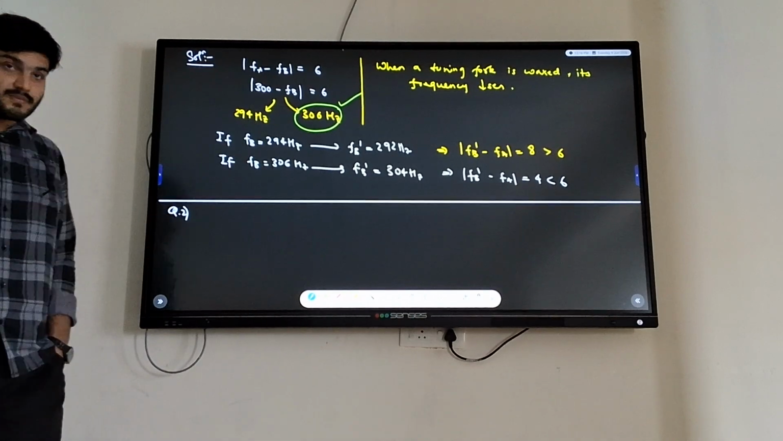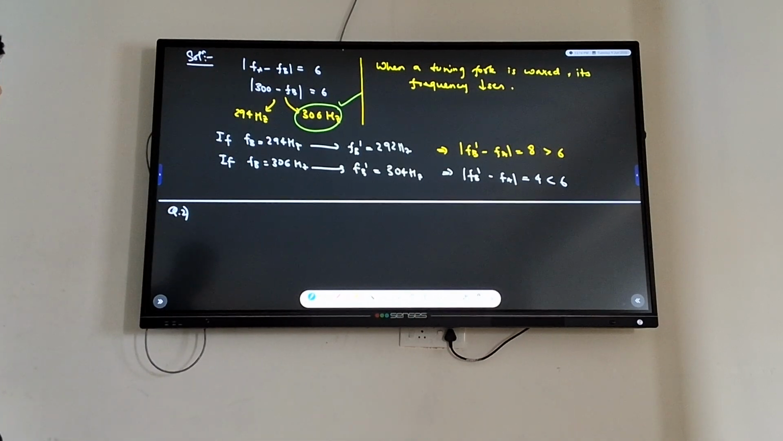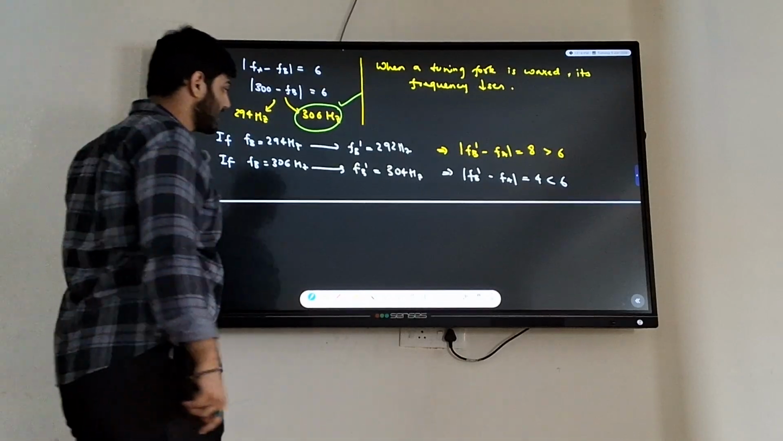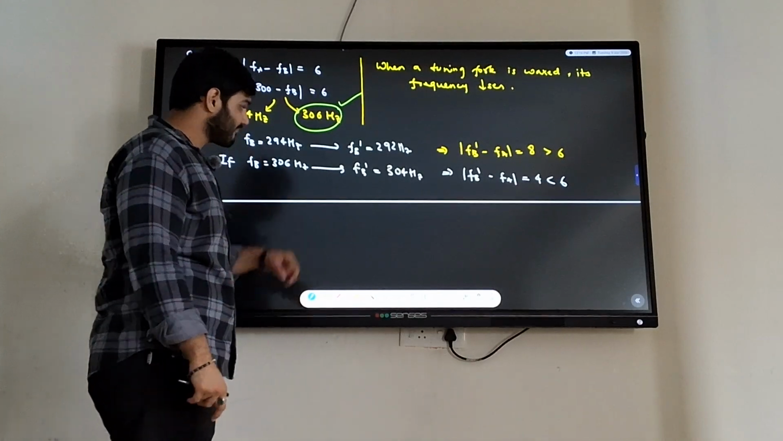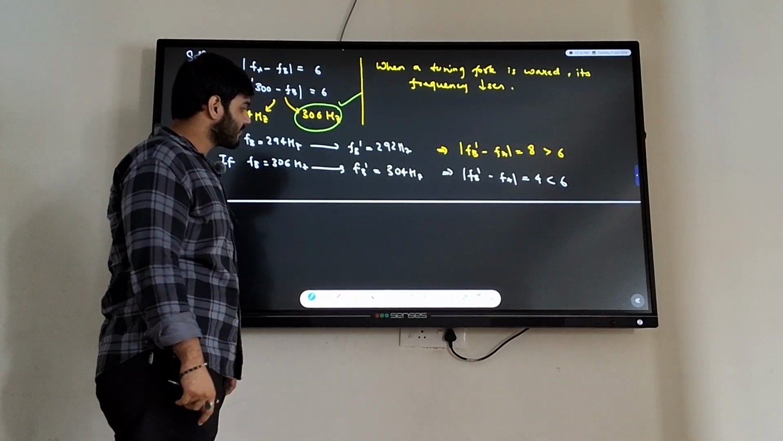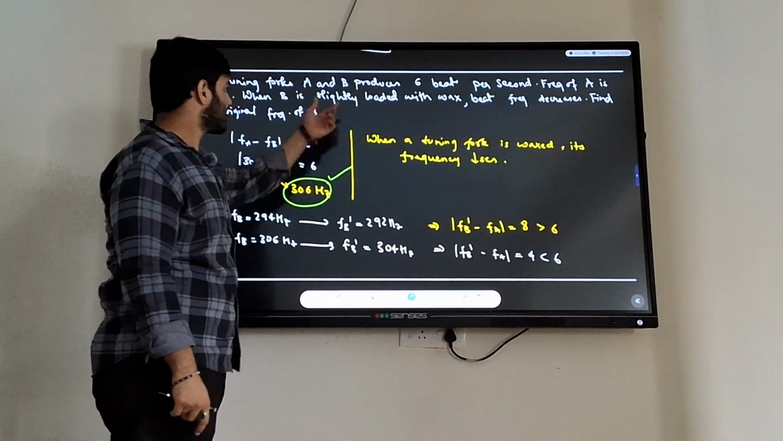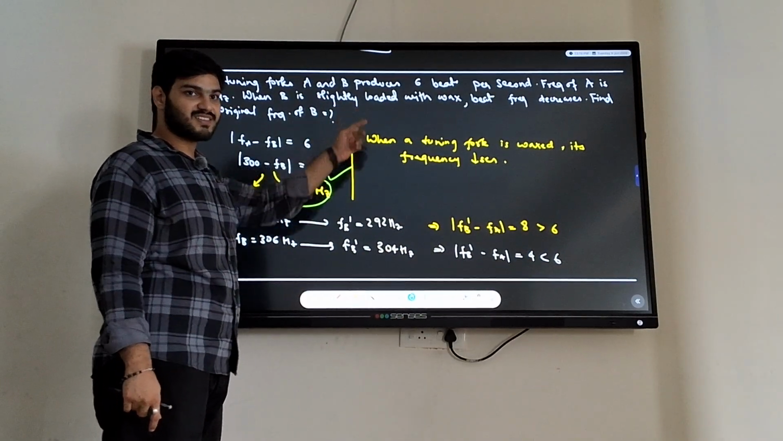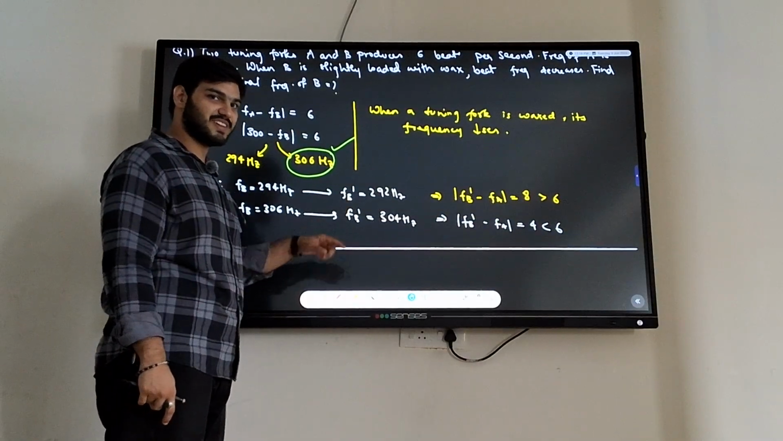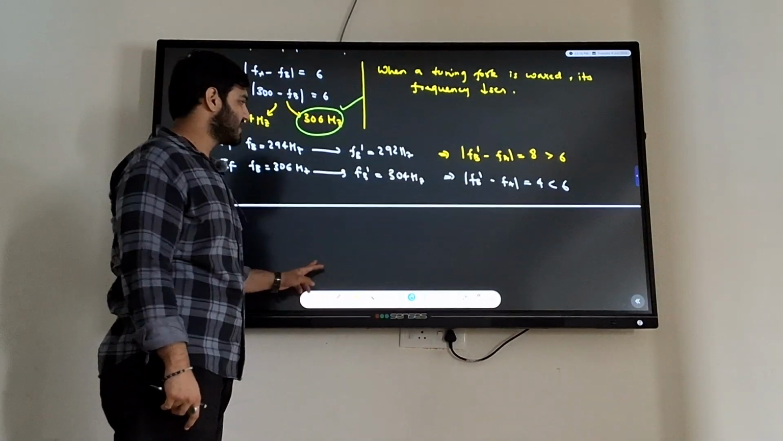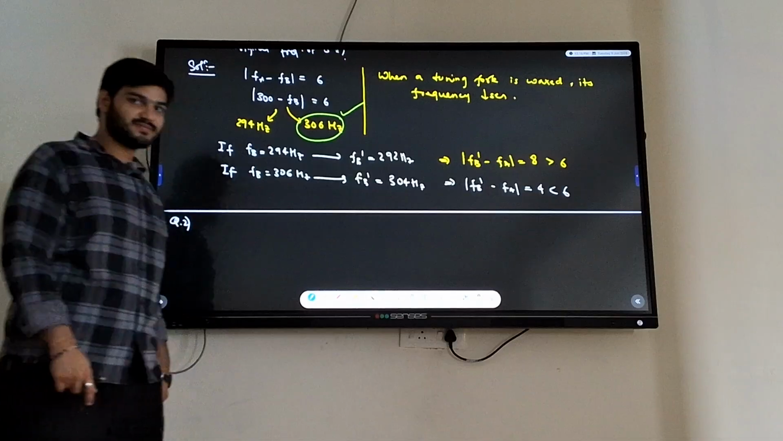Bolo. If FB is decreasing by 14, then even we get 292, and then the final output will also be 8, right? कितना किया है? Slightly. स्लाइटली. तो फिर मैंने फ्रीक्वेंसी डिक्रीज भी बहुत स्लाइटली किया. ठीक है? Is it okay?